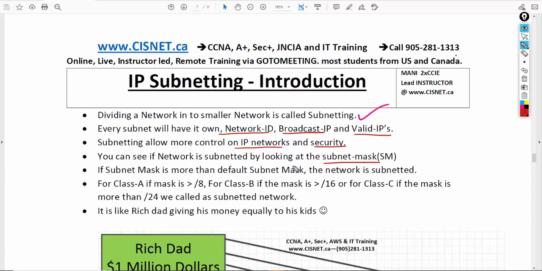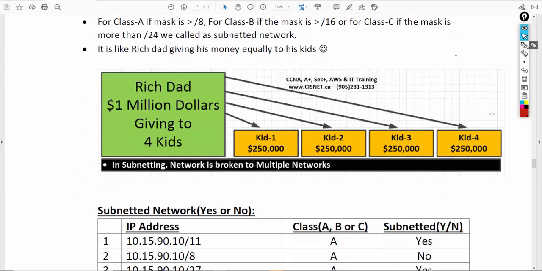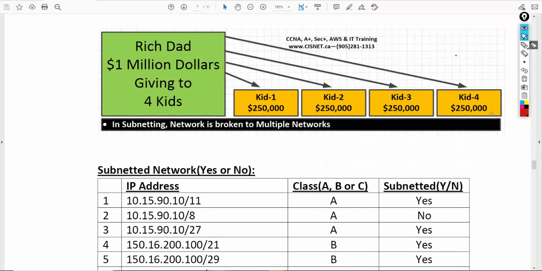Basically, it is like a rich dad giving money to his kids. Or rich dad or rich mom. So let's go through some ideas here. Looking at this particular diagram, it's a demonstration only. Rich dad has $1 million. He is giving it to 4 kids. Kid number 1, 2, 3, 4, they are getting 250,000 each. But remember, while doing this there will be some deduction, like a brokerage fee. So it is not exactly 250,000, maybe $100 less.